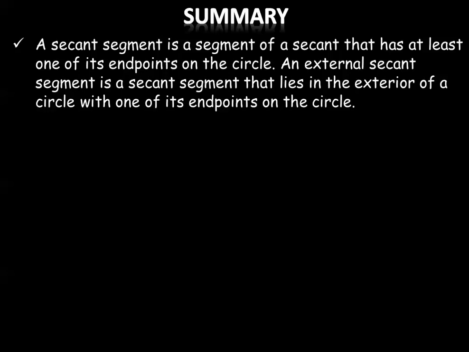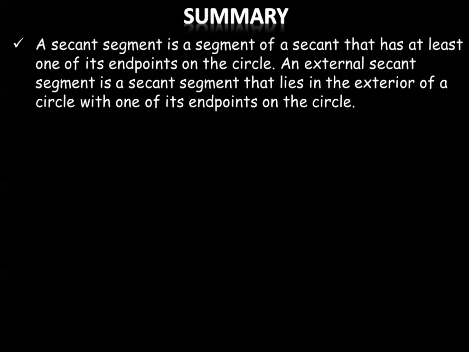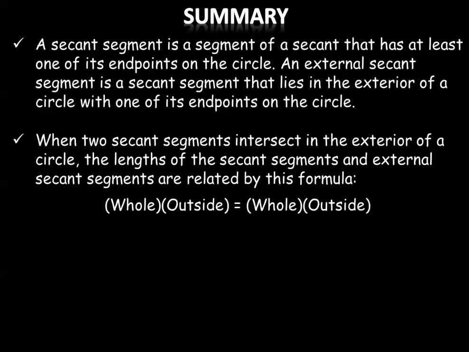Okay, in this lesson we learned a secant segment is a segment of a secant that has at least one of its endpoints on the circle. An external secant segment is a secant segment that lies in the exterior of a circle with one of its endpoints on the circle. When two secant segments intersect in the exterior of a circle, the lengths of the secant segments and external secant segments are related by this formula, which is the whole multiplied by the outside equals the whole multiplied by the outside.